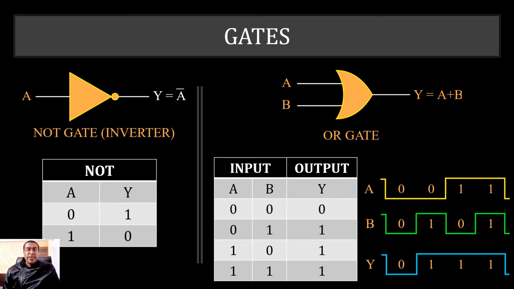There are several kinds of gates. I am starting with a NOT gate. Now suppose you pass a 0 through it. What outcome will you get? 1. If you pass 1 through it, you will get output as 0. And this is what I have shown here. A is the input, Y is the output.